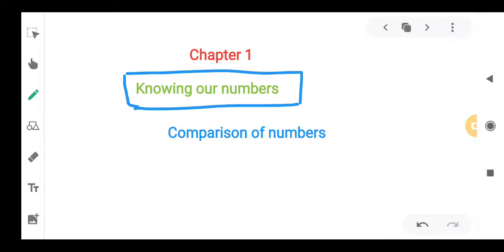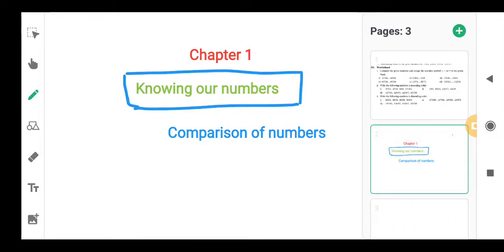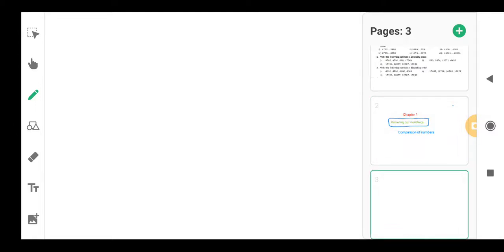Now we are going to learn chapter 1, knowing our numbers. First concept is comparison of numbers. So first of all we have to learn how we compare the numbers. After that we do our worksheet also. So first of all you have to know how we compare two numbers, which one is big one and which one is small one.